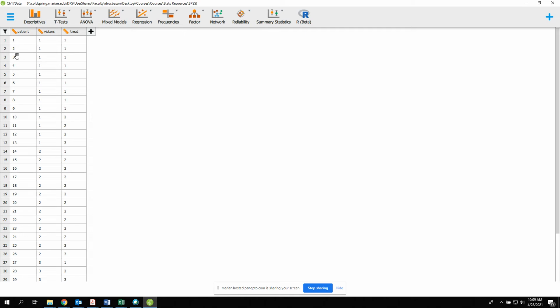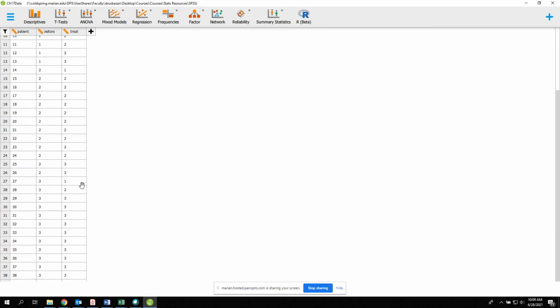So we've got patient here on the left side. Basically, it just repeats patient number 1 through 38. We've got 38 patients, and then we've got visitors, and we've got 1, 2, and 3, and then we've got treatment, and we've got 1, 2, and 3.